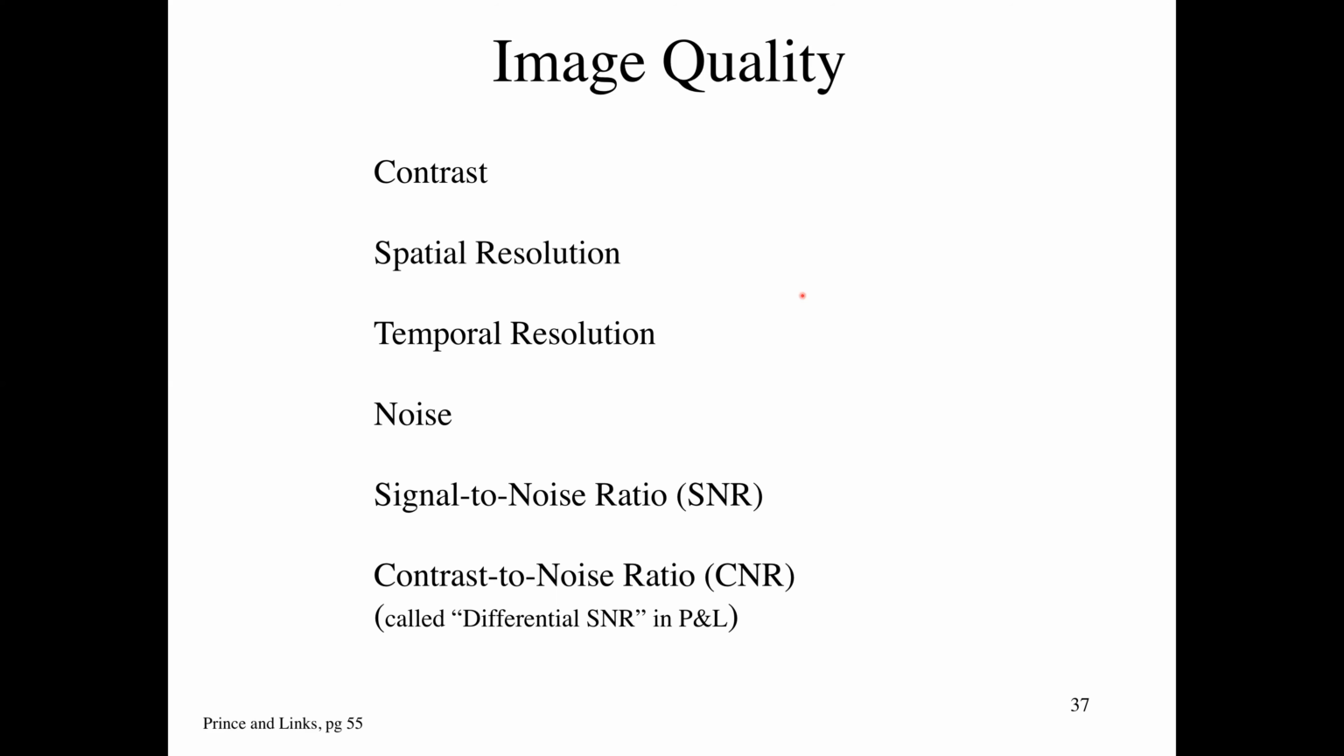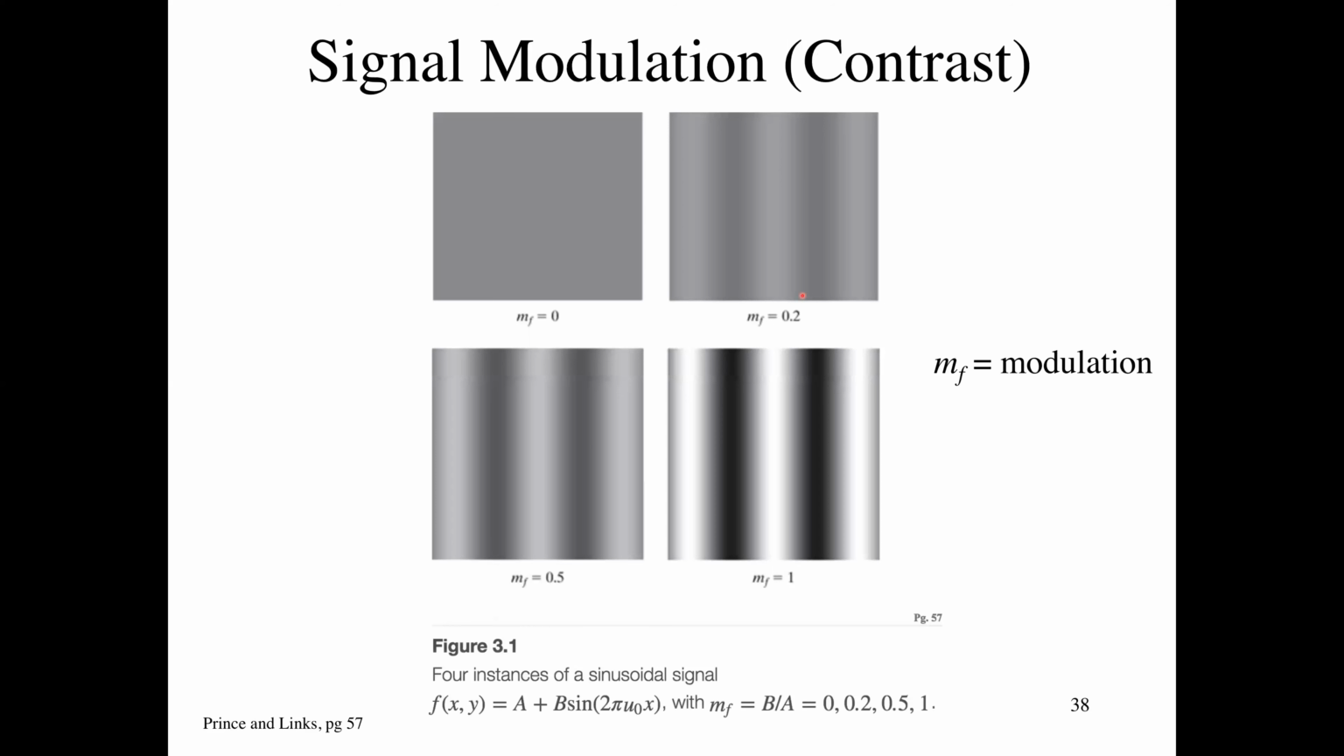What is the signal difference between those two objects divided by the noise? We're going to look a lot at a linear systems approach of how this goes, because that's how Prince and Links do it in their book. So we'll look at signals and characterizing signals with their Fourier components, or how does a modulation in my picture get transferred through my imaging system.